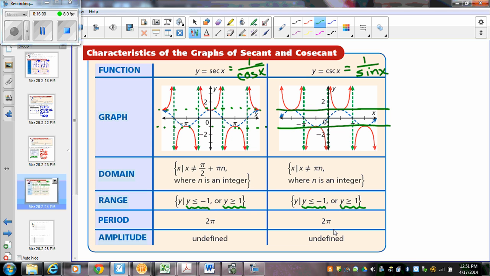Notice that these are extremely similar, just like sine and cosine are extremely similar. Really, the only thing that's different in this whole list are the domain restrictions.